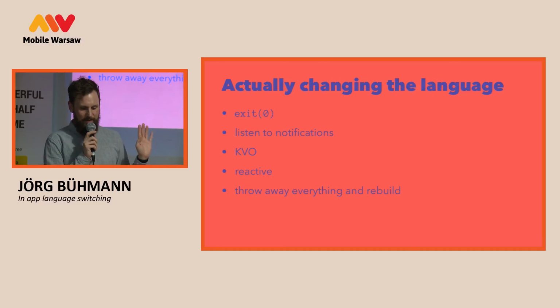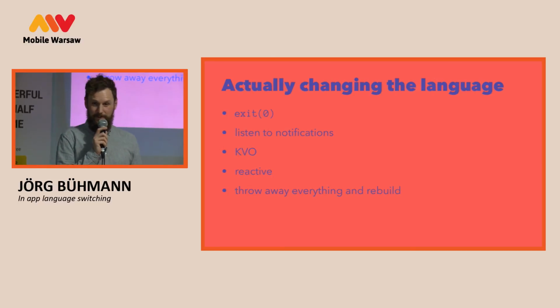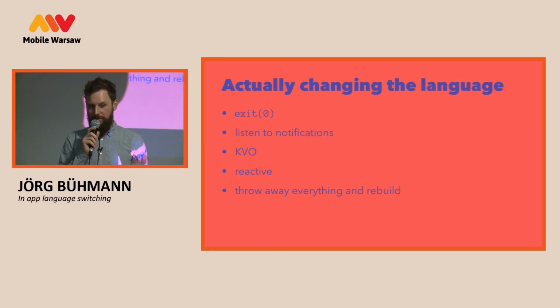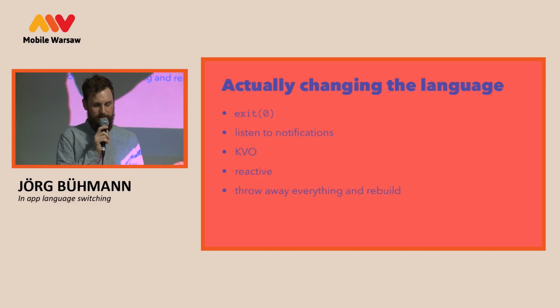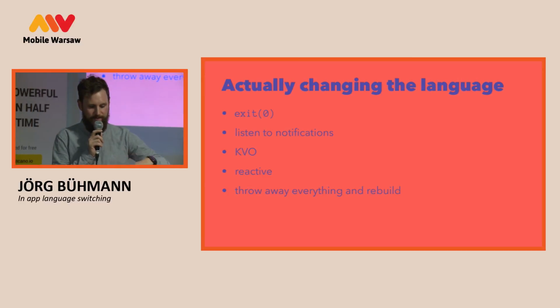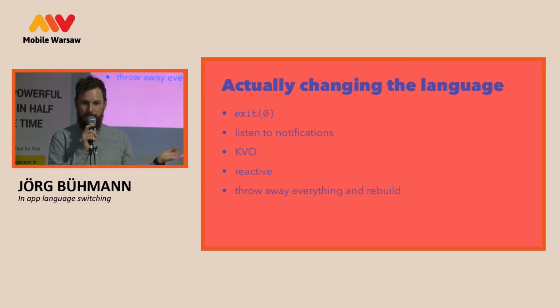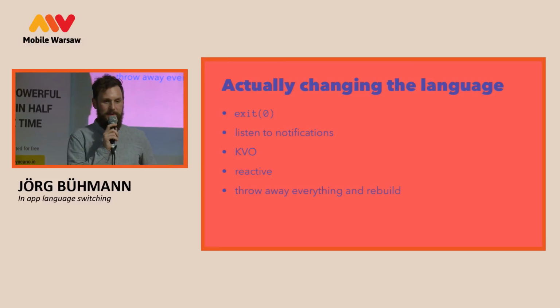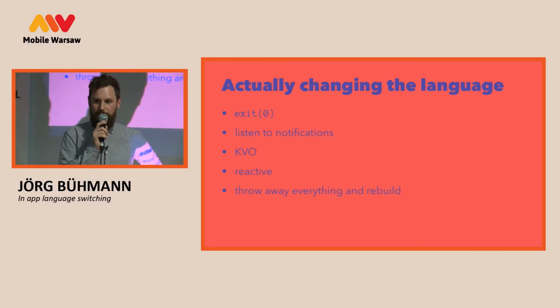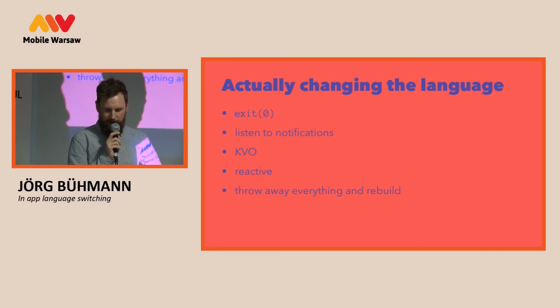So other possibilities are to listen to notifications everywhere in the application, change all the strings, change the content, reload your user interface in an active state. You can use key value observing for that too. Inject all your dependencies. You can use reactive programming for that. If you are careful and do everything correctly, it might even work.